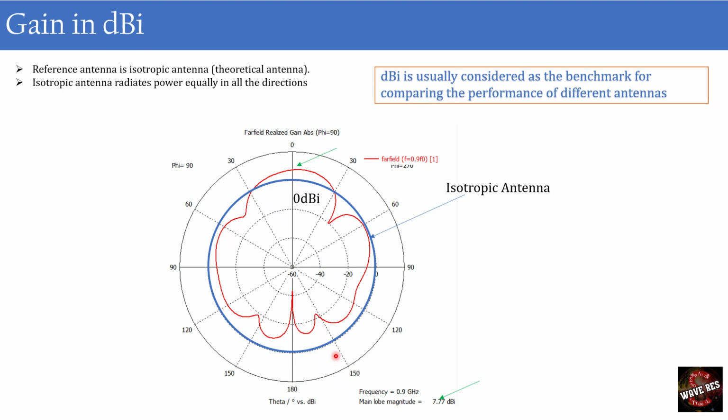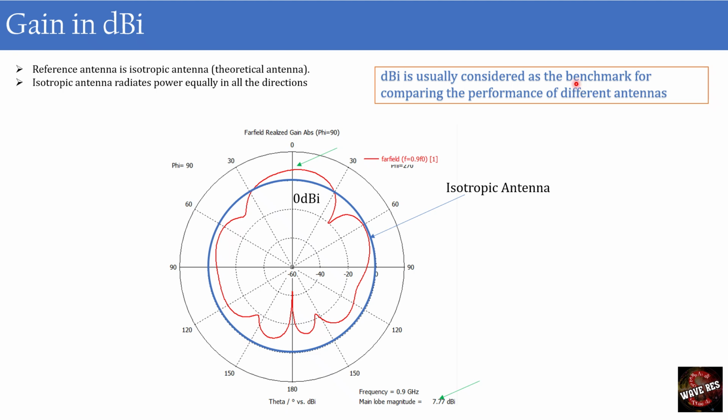As the isotropic antenna has the value of 0 dBi, it doesn't have much effect. We don't have to subtract anything as it is 0 dBi. So if you want to specify the gain at this position, it will be like minus 20 dBi. Based on that, we can specify the gain of the antenna in dBi. As this isotropic antenna is a theoretical antenna, it is considered as a universal benchmark for comparing the performance of different antennas. So we usually use dBi for comparing different antennas and specifying the gain of the antenna in manuals and everything.